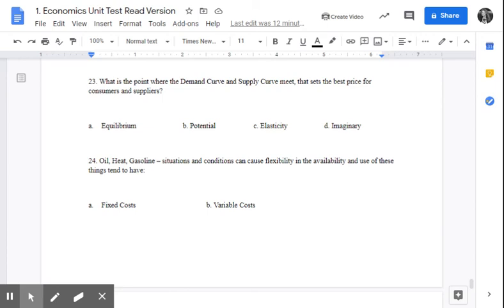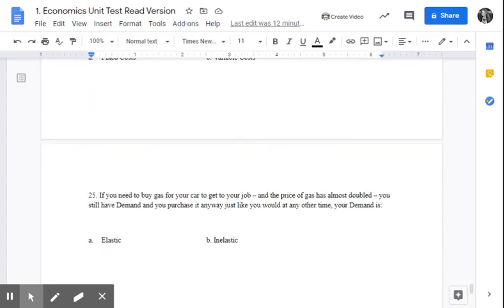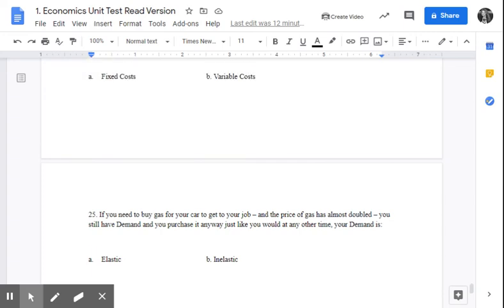24, oil, heat, gasoline, situations and conditions that can cause flexibility in the availability and use of these things tend to have A, fixed costs, or B, variable costs. 25, if you need to buy gas for your car to get to your job and the price of gas is almost doubled, you still have demand and you purchase it anyway, just like you would at any other time. Your demand is A, elastic, or B, inelastic.